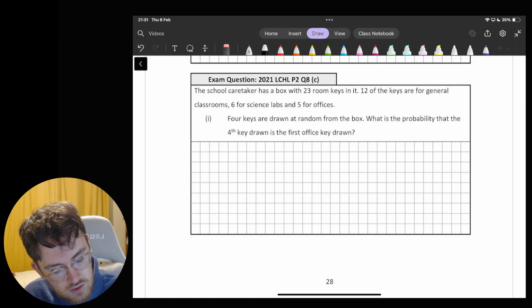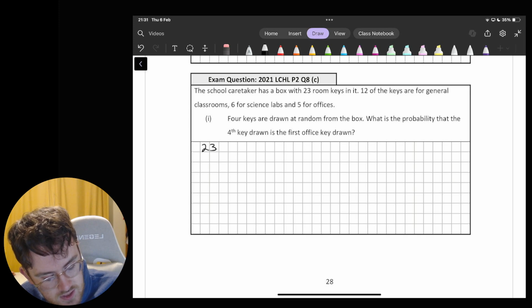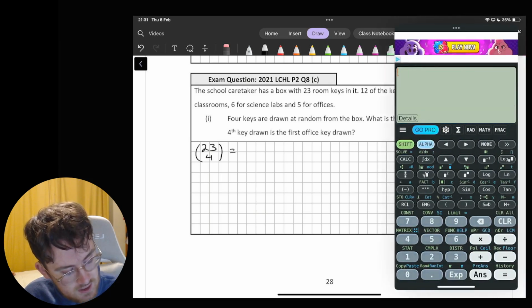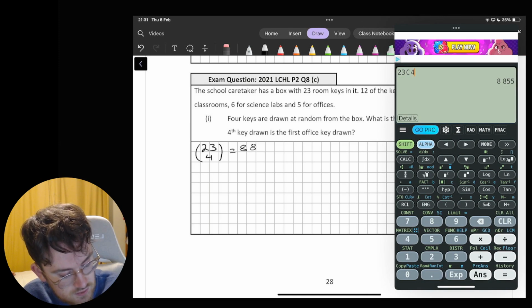4 keys are drawn from the 23 keys, so out of the 23 keys there are 4. If I was to lay it out using my combination idea here, just to look at that, 23 choose 4, that's 8,855.